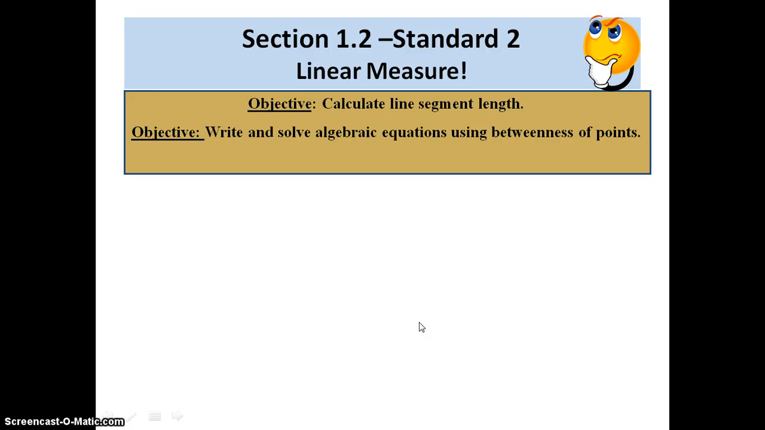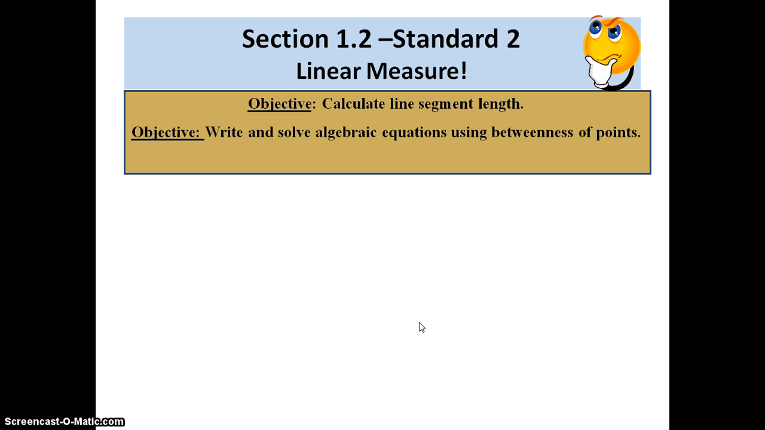Hi class, today we're going to learn about section 1.2 linear measure. This goes along with standard 2. Our two objectives that will be covered in this video are how to calculate line segment length, and objective 2 will be to write and solve algebraic equations using betweenness of points.